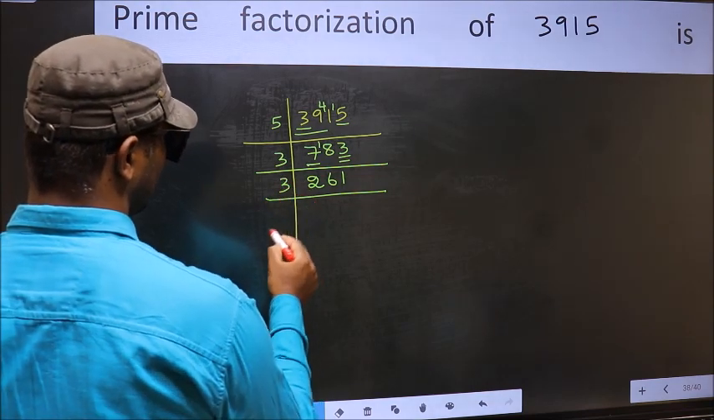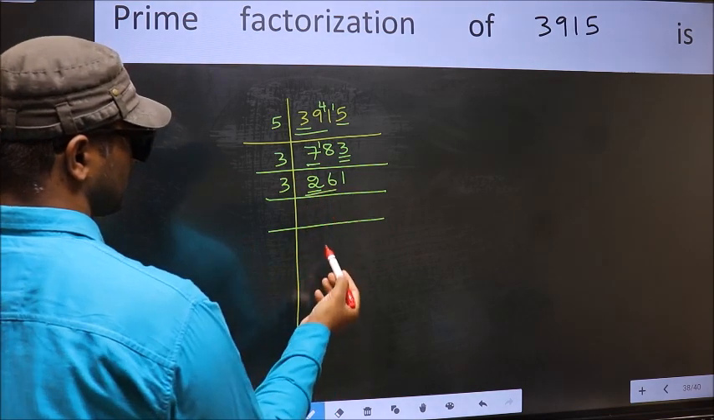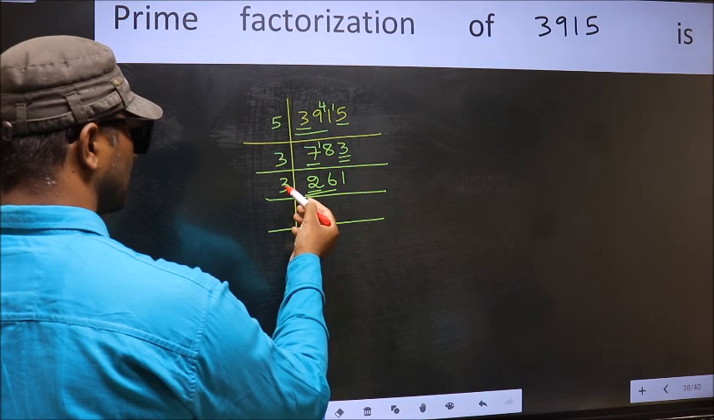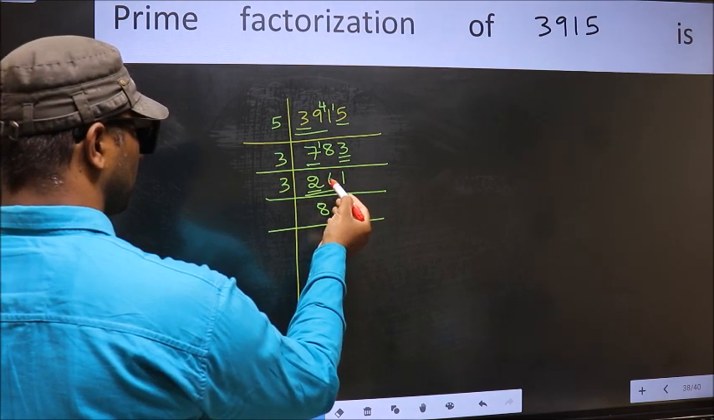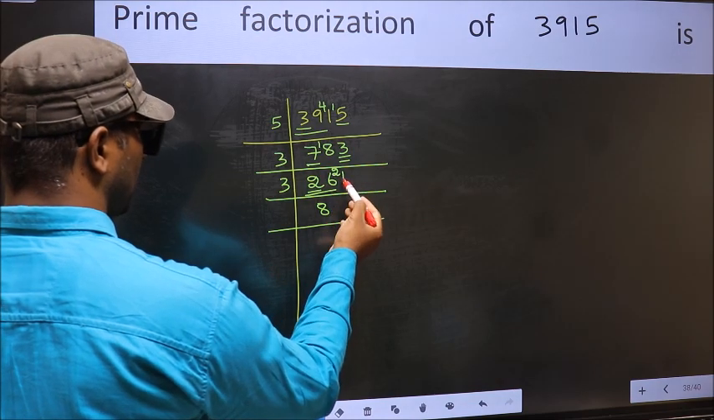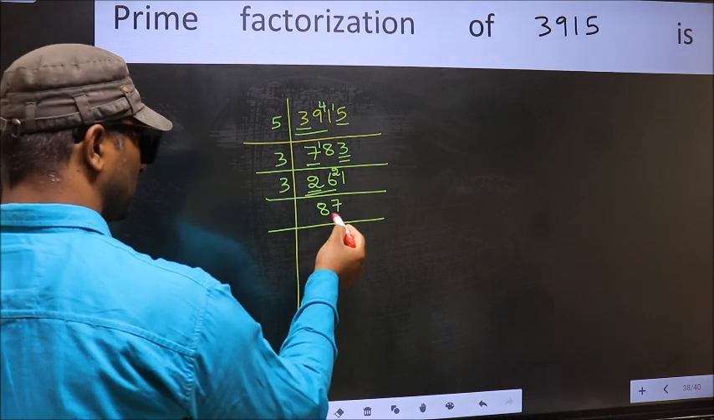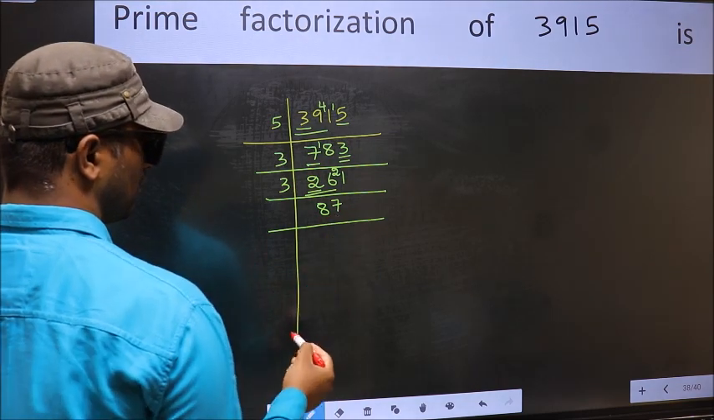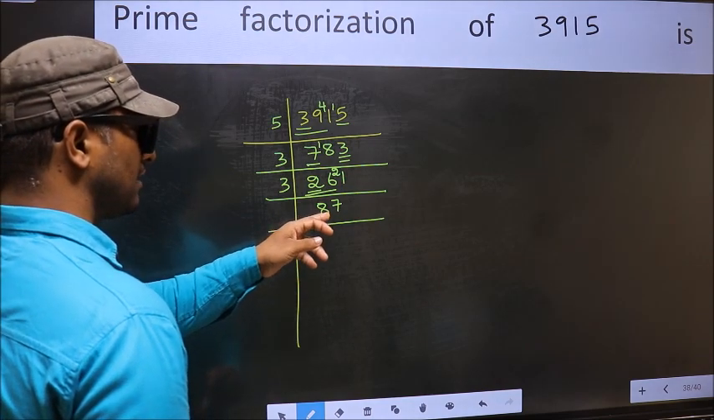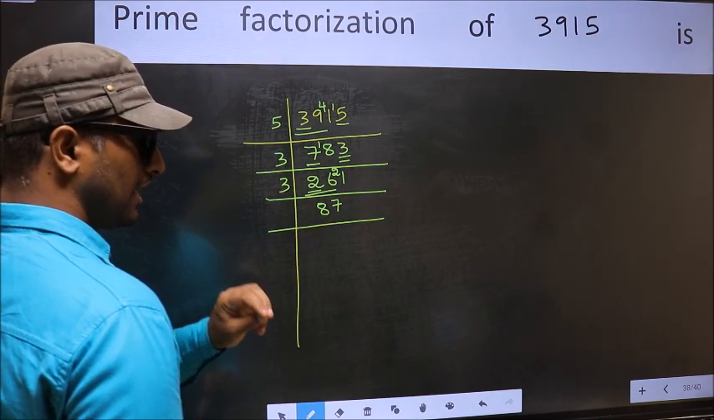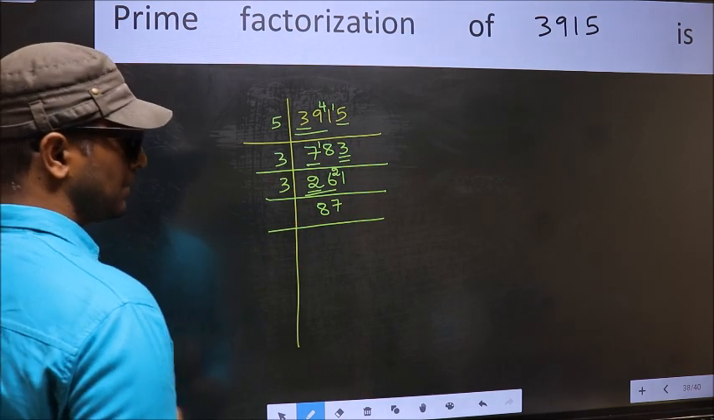So take 3. First number 2 is smaller than 3, so take two numbers, 26. A number close to 26 in the 3 table is 3 8s are 24. 26 minus 24 is 2, 2 carried forward, 21. When do we get 21 in the 3 table? 3 7s are 21. Now to check whether it is divisible by 3 or not, for that add the digits. 8 plus 7 equals 15, and 15 is divisible by 3. So this number is also divisible by 3.